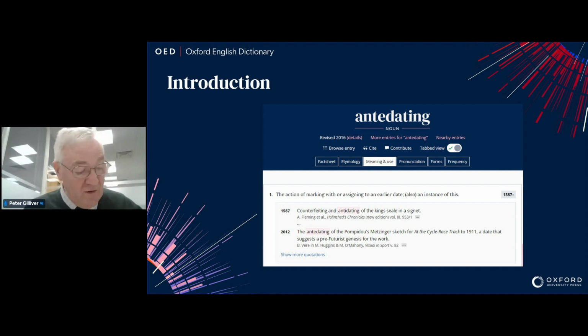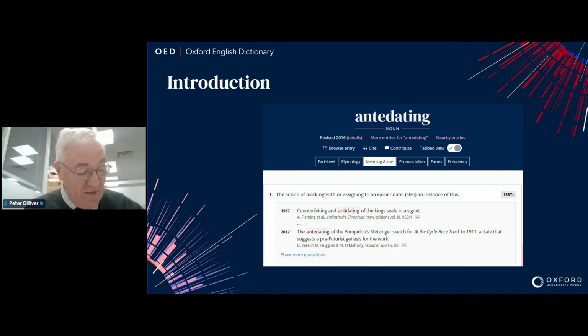If we find a datable instance of a word that's earlier than the earliest that we already have, that's an antedating. For a word that's not yet in the OED, any antedatings we find during the process of compiling the entry for the word are simply part of our quite elaborate research process. Where there's already a published dictionary entry, especially one that was published some time ago, there is a very good chance that further antedatings can be found.